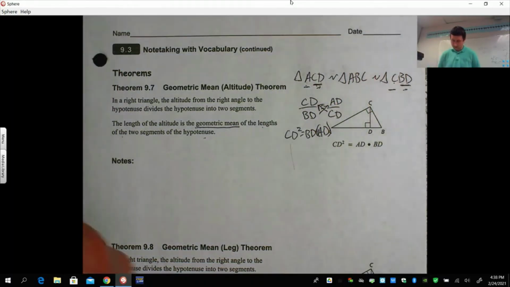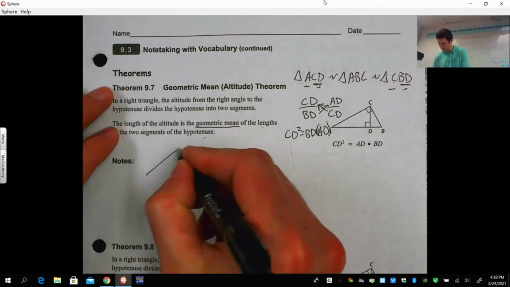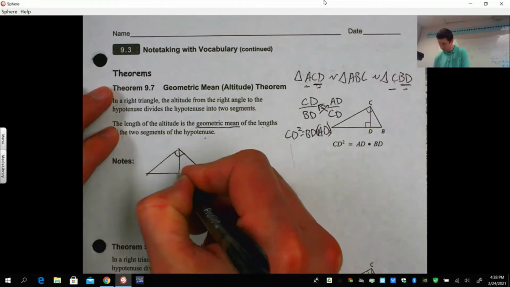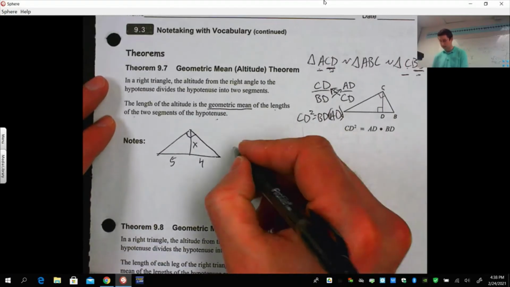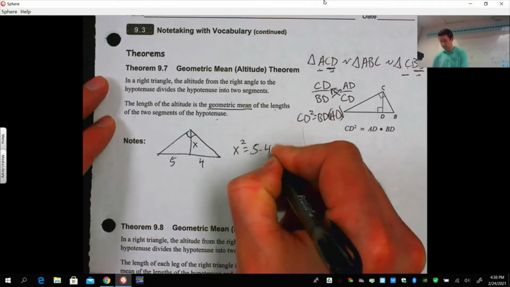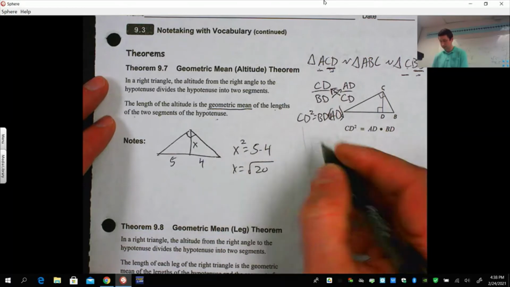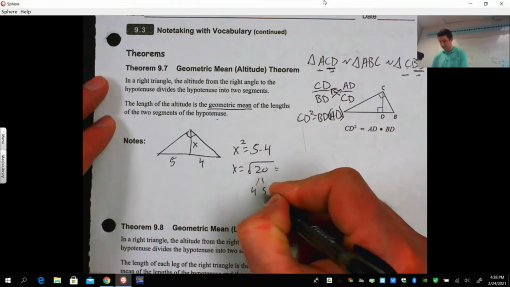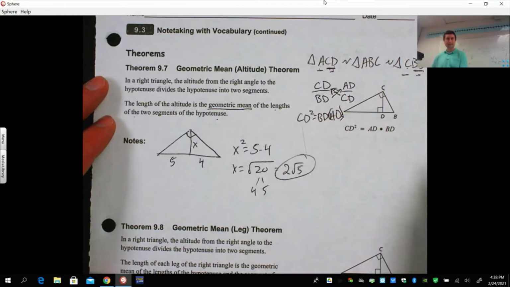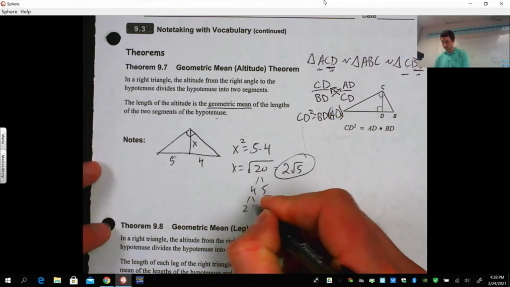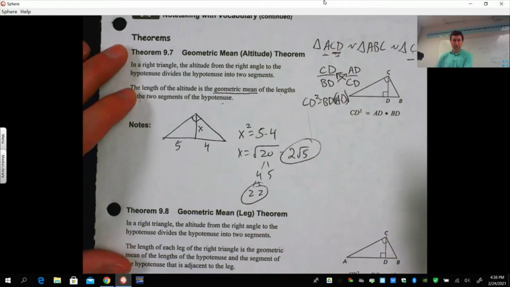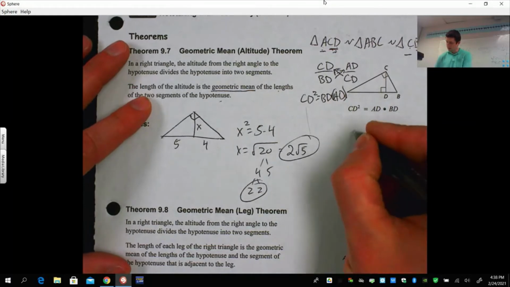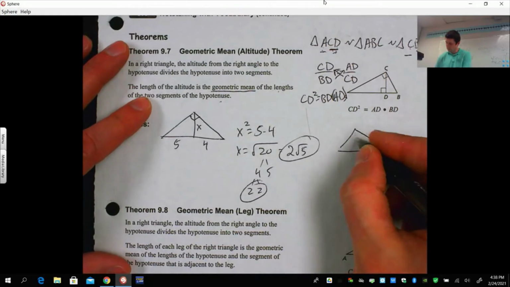So how that's going to work is if you have a right angle and an altitude, and they're looking for that one. If this is 5 and this is 4, x squared equals 5 times 4. X is going to be the square root of 20, which simplifies to 4 times 5, so 2 root 5. Okay, that is simplest form. Pair of 2's right there. If they want a decimal, you can put it as a decimal. You can sometimes be looking for this.